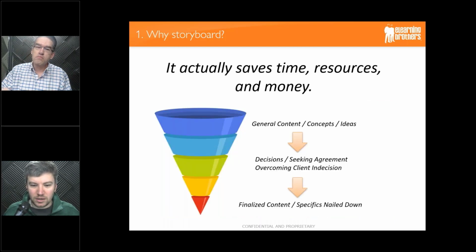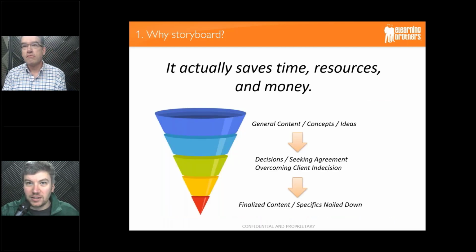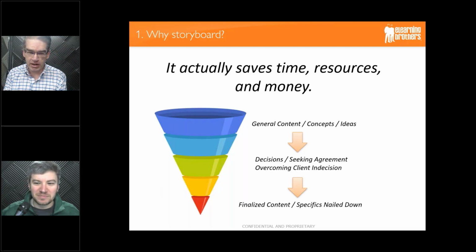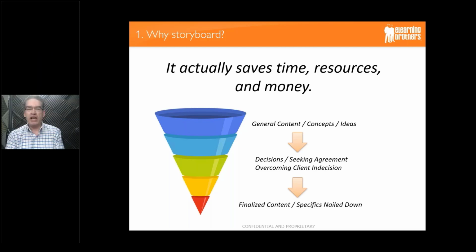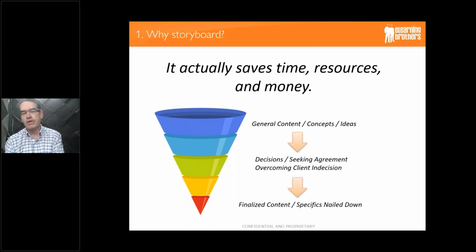And whatever you might have in your head, once you put it down on paper, it might look quite a bit different. Yeah, those are great. Those are absolutely great. It actually saves time, resources, and money, because those are basically the three components that we have to account for: our time, our resources, and the money.